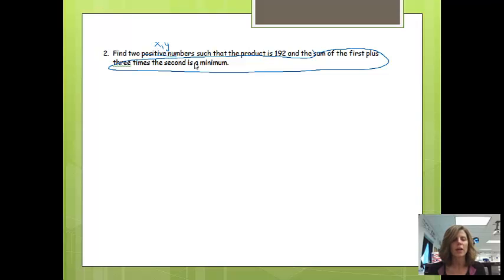Okay, and here I'm looking for, again, two positive numbers, so I'm going to call those positive numbers x and y. So first thing I want to do is write an equation of what I want to find a minimum of. So I'm going to put s equals, because it's a sum. It says the sum of the first, well, let the first number be x plus 3 times the second. Okay, so that's my formula. Again, there are two variables, and I really want only one variable before I take the derivative. So again, I'm going to come over here and do a little side trip.